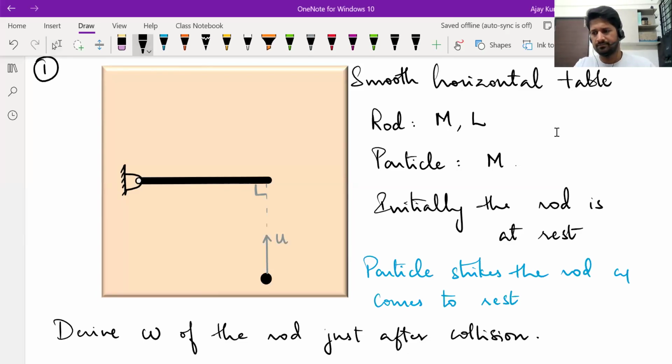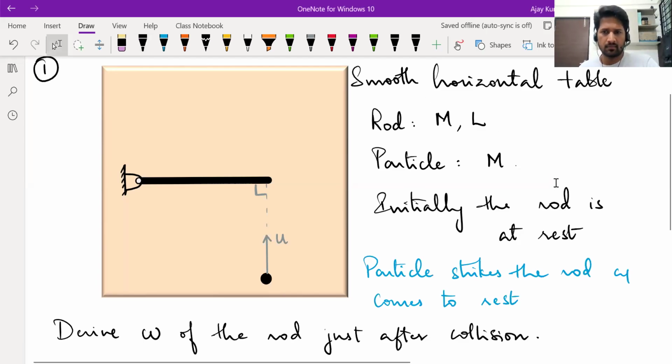Let's see. Vanilla, how are you trying to solve this? Just tell me some ideas that you used. Sir, I applied conservation of angular momentum. Okay. Did you get any answer? Sir, I got omega equal to U by L. U by L. We'll see.